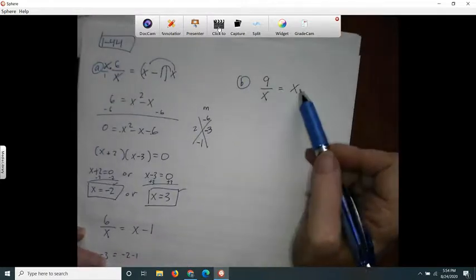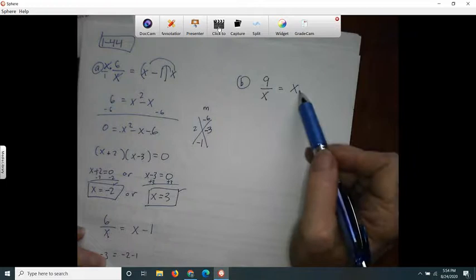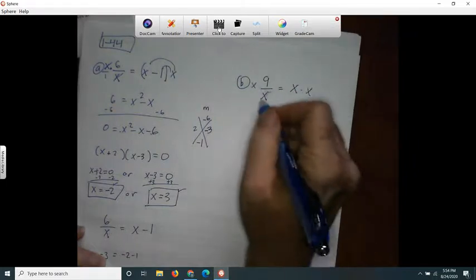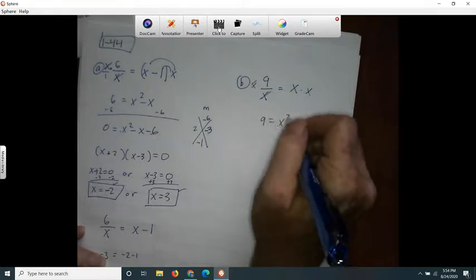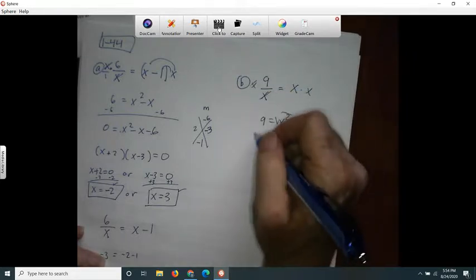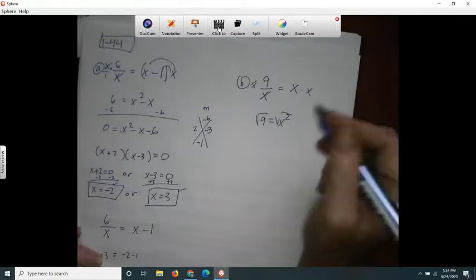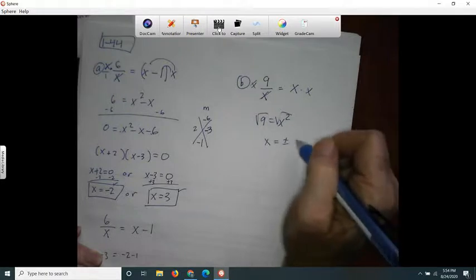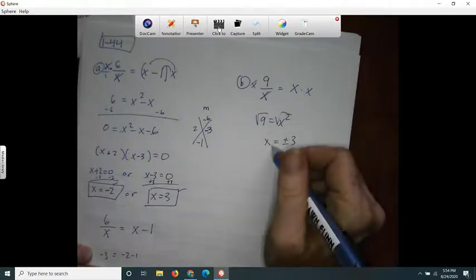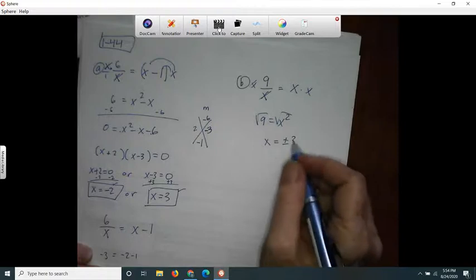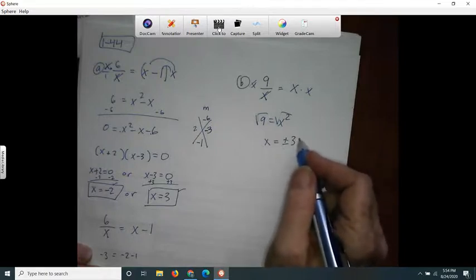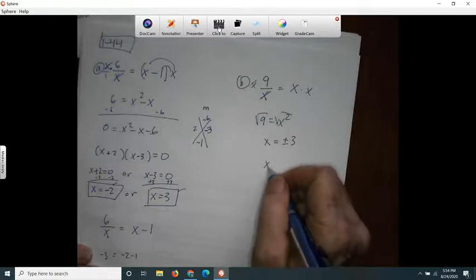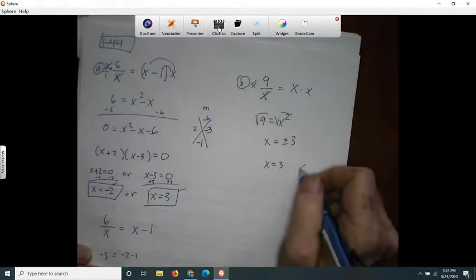We're going to do the same kind of thing. We're going to multiply both sides by x. And this just gives me 9 equals x squared. And then I can just square root both sides. It's the easiest way. And this will give me x is plus or minus 3. And then I can plug in my positive and negative 3's that I got into the original equation. So, because I got x equals 3 and x equals negative 3.